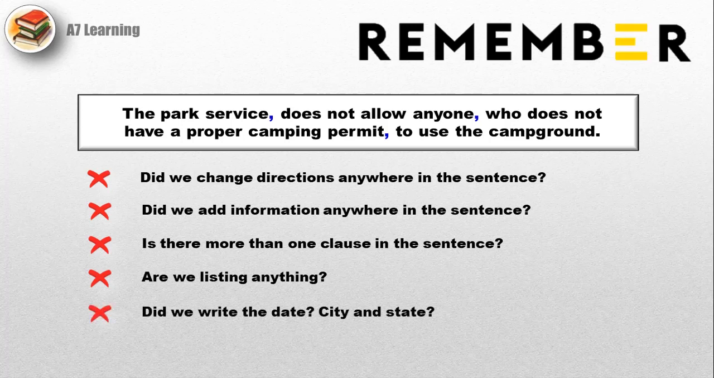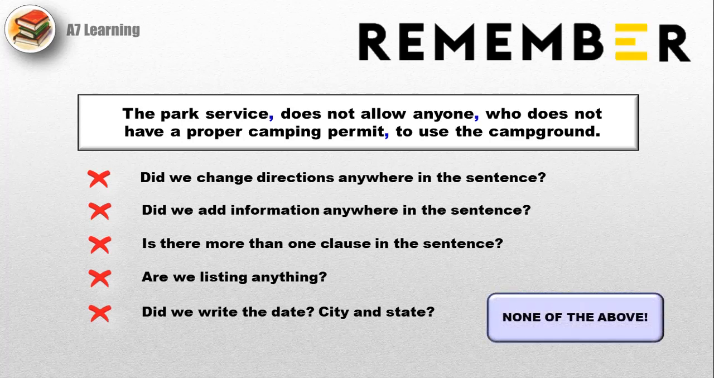I don't see the date. I don't see city and state. Yeah, so none of the stuff that's listed here is happening in this sentence, which means that we don't need any of the commas that are in this sentence. They can all go away. This sentence is fine without commas. People tend to think that if you have a longer sentence, you need to have commas somewhere. Not necessarily true. Unless you're hitting some of these areas that I've highlighted here in bullet points, you don't need to include commas in a sentence that's long.